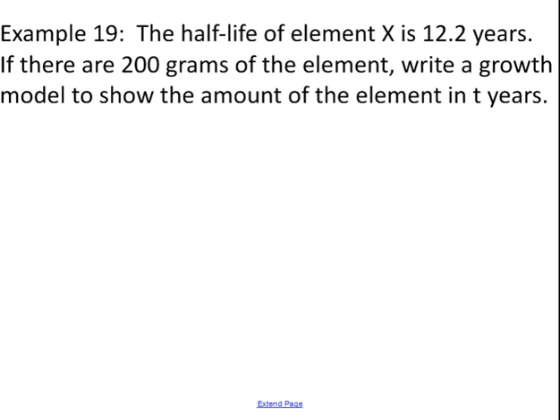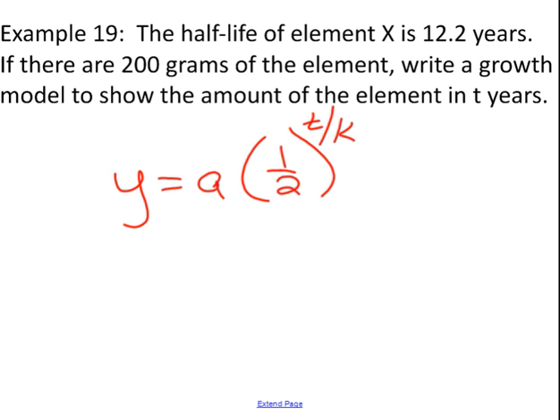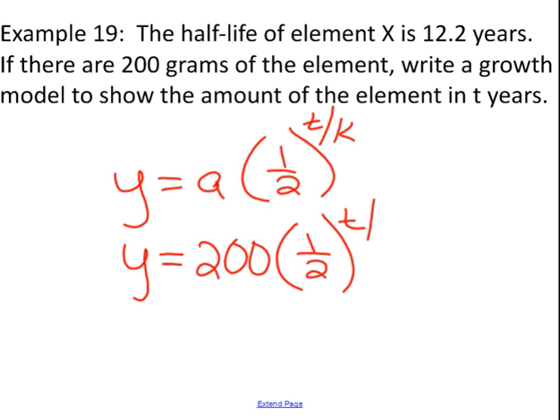Half-life. Half-life, a, initial amount, half t over k, how long it takes to be cut in half. All right, so we need the initial amount. If there are 200 grams of the element, that's what we started with. 1/2 to the t, and how long it takes to be cut in half, also called half-life. Well, I said the half-life is 12.2 years. And there's your final answer.